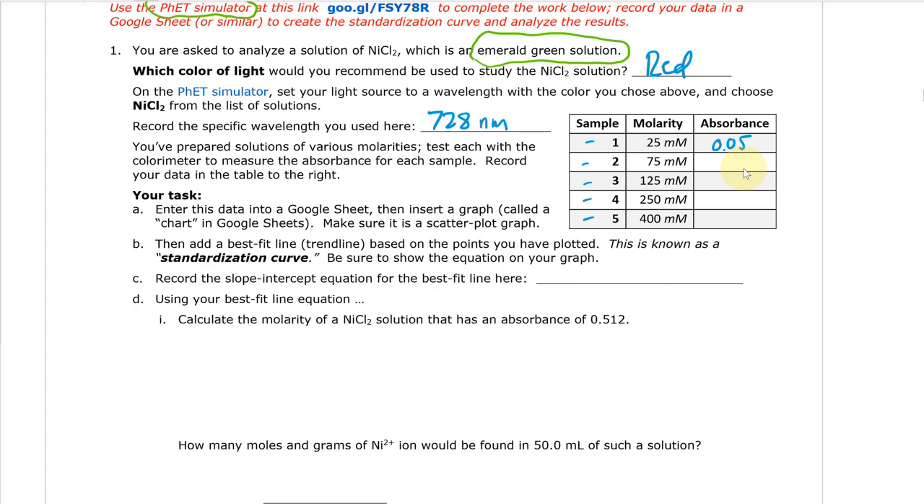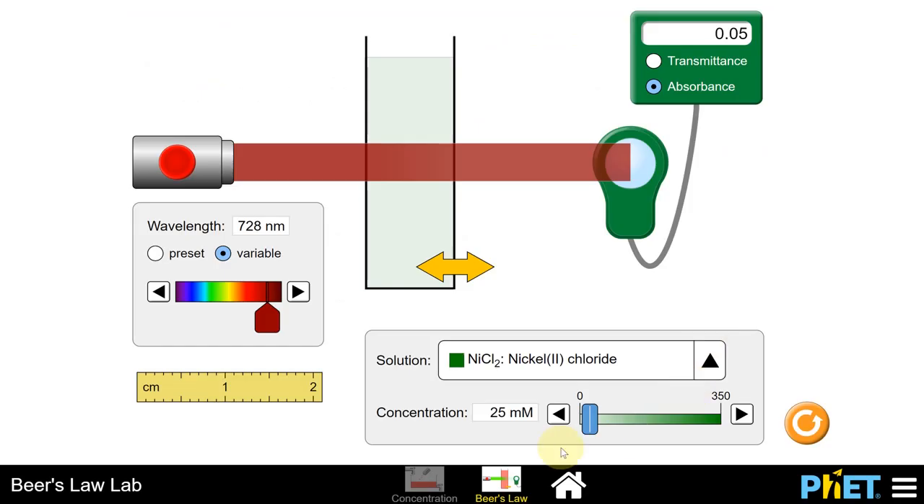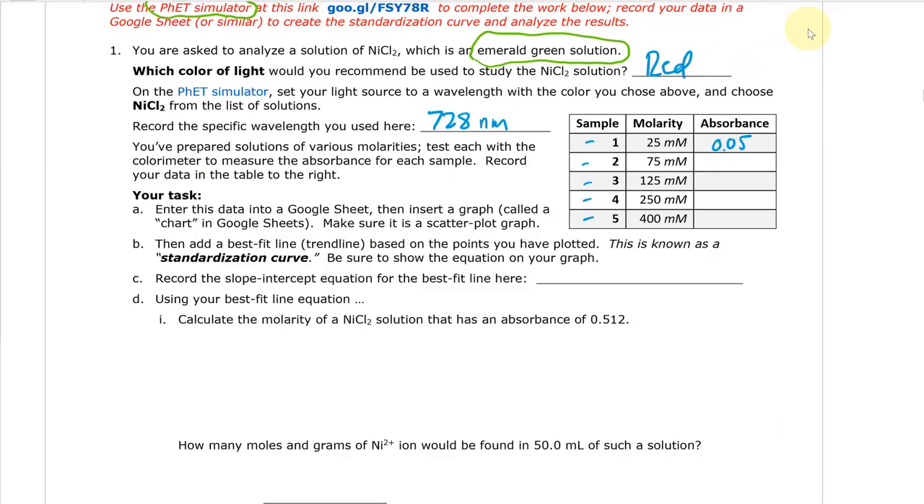The next molarity on our list is 75. So we're going to switch this and slide this slider to 75. There we go. And that gives me an absorbance of 0.15. So I'm going to record that as well.